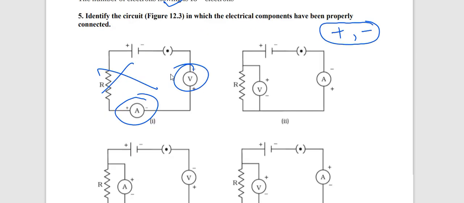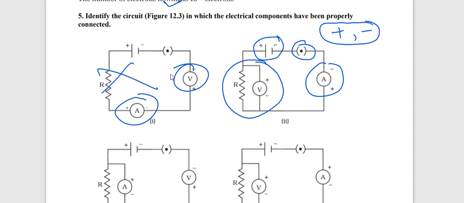Here we can consider this one: the voltmeter and resistance are connected in parallel, and the ammeter is in the same line as the resistance, right? And here is the cell with minus and plus, here is the switch, right? And one point I want to introduce to you: a switch is always connected in the negative charge path, right?